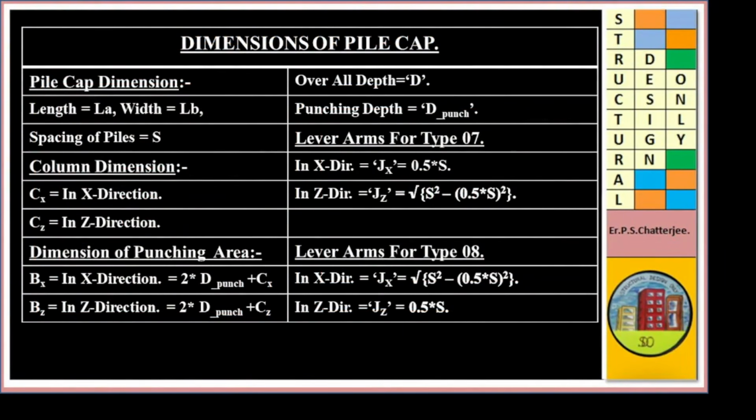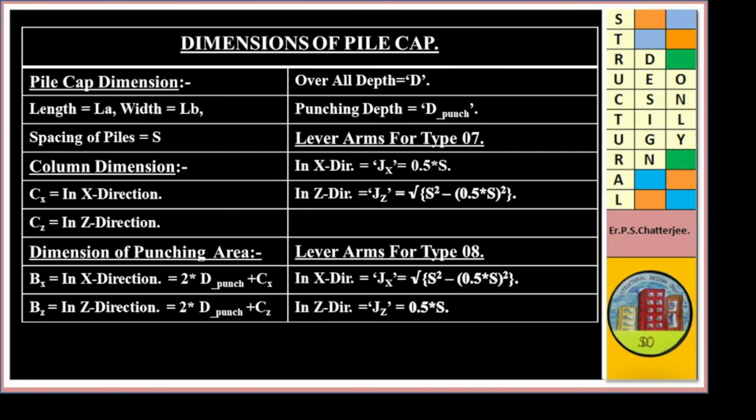Dimensions of the pile cap. Pile cap dimension: length LA, width LB, spacing of pile S, column dimension CX in X direction, CZ in Z direction. Dimension of punching area, BX in X direction is equal to 2 into D punch plus CX. BZ in Z direction is equal to 2 into D punch plus CZ. Overall depth D, punching depth D punch.